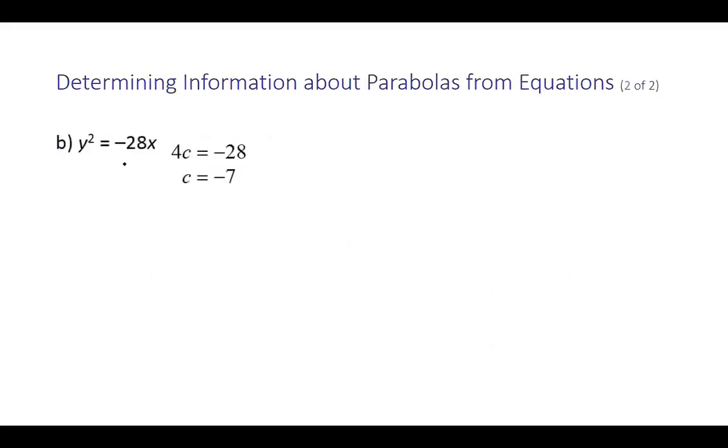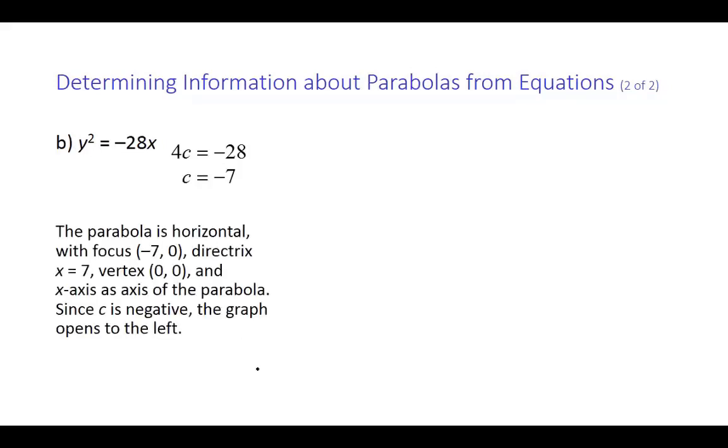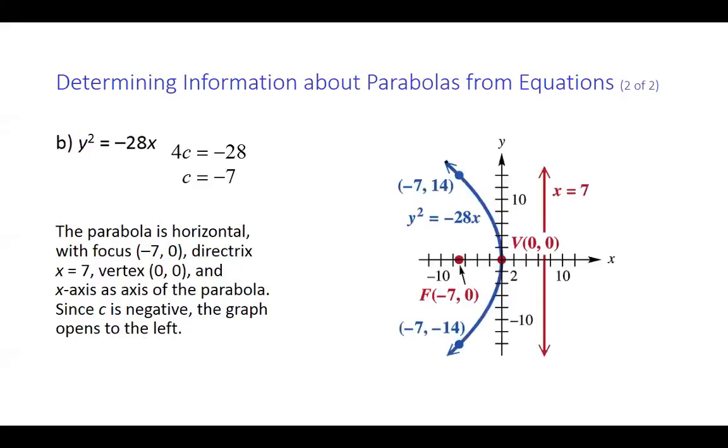The second one, the coefficient of x is -28. So 4c is equal to -28. You solve for c. This is the parabola where y is squared, so the parabola opens along the x-axis. The parabola is horizontal with the focus at (-7, 0), directrix x equal to 7. Vertex is at the origin, and the x-axis is the axis of the parabola. Since c is negative, the graph opens to the left, and we can easily graph that knowing all this information.